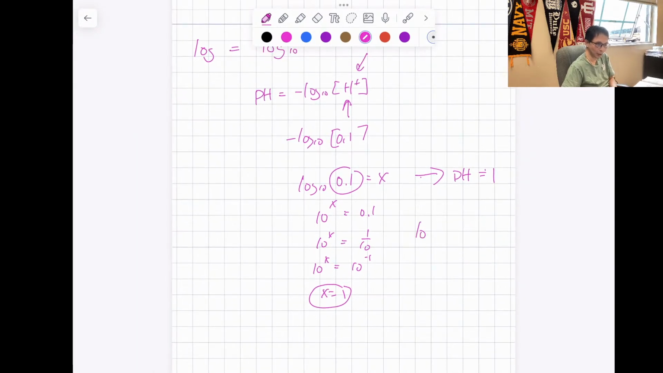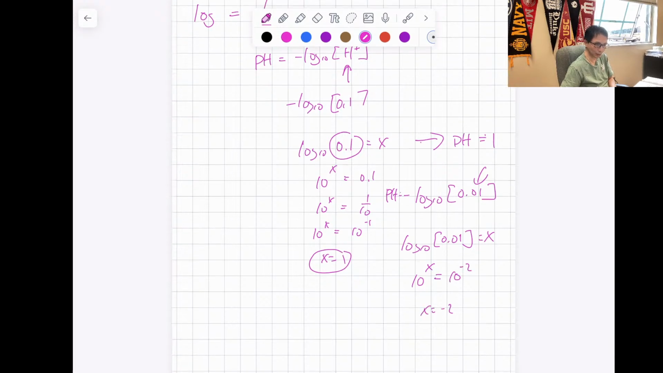So can you tell me what is the pH of, let's say, 0.01 molar? So pH is equal to this. If we have 0.01 molar of hydrogen ion, what do you think that pH is? No. It's actually 2. Because you think about it, right? Log base 10 of 0.01 is equal to x. 10 to the x equals 10 to the negative 2, right? So x equals negative 2. So that means pH is equal to negative of negative 2. That's equal to 2.